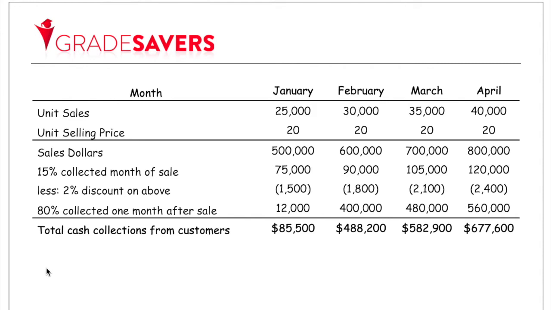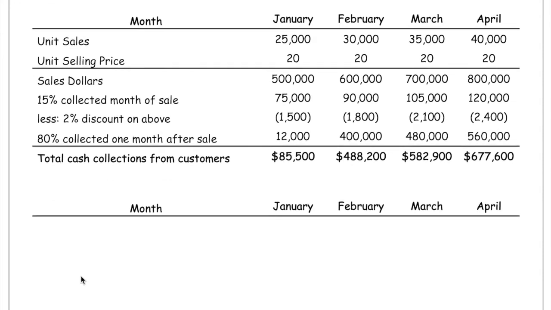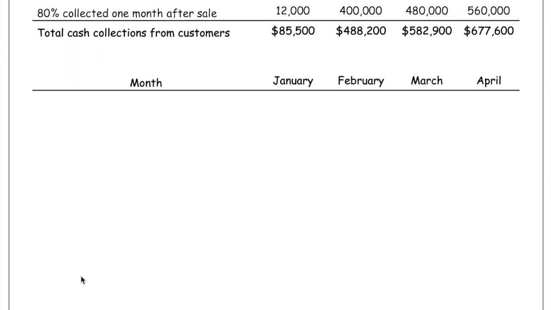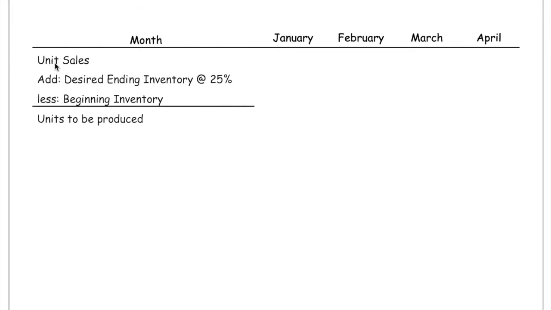So once again, I'm going to list the months going across. So we've got January, February, March, and April, and we're going to begin with our production budget. Our production budget is going to start off with our unit sales. We're going to add the desired ending inventory, which in this example was at 25%. We're going to less the beginning inventory, and this is going to tell us the units to be produced.